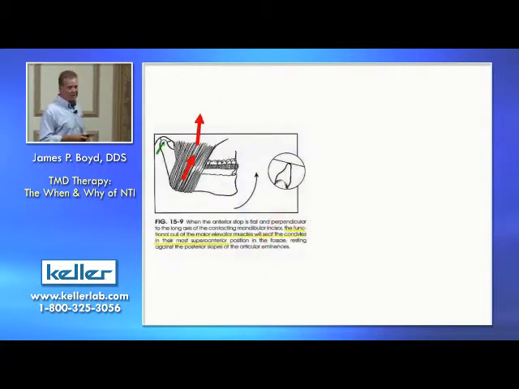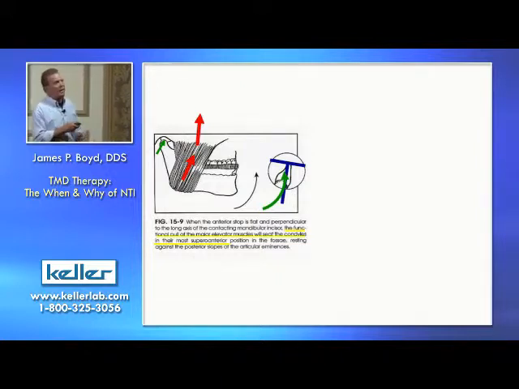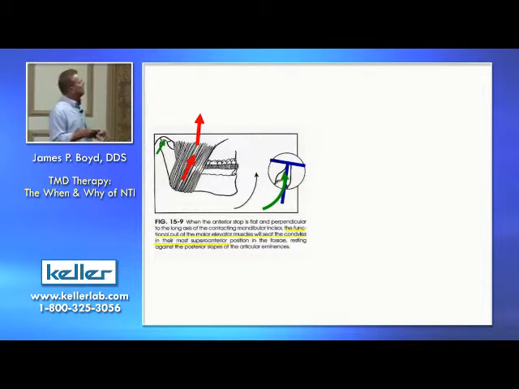Here's Jeff Okeson's textbook on how to make a flat plane splint. First thing you do, you make a flat plane and you can add a little bump here in the front. And he says, don't forget, the functional pull of the major elevator muscles will seat the condyles in their most superior anterior position. That's because the force vector is superior anterior. That's why it does it. There isn't anywhere else it's going to go.